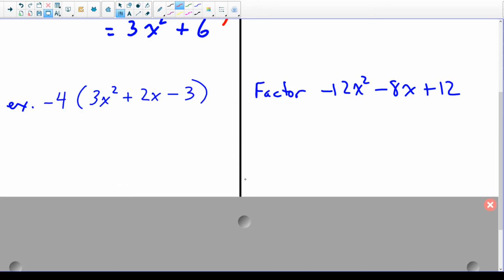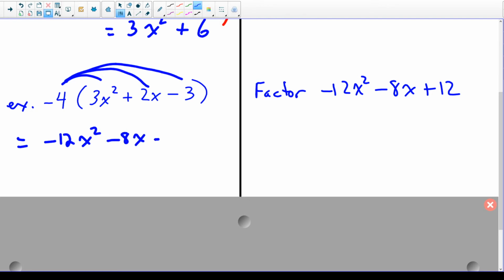Okay. So here's my expand, and here's my factor. So when I expand this, I'm going to do it the faster way this time. We get negative 4 times 3, which is negative 12x squared. And then negative 4 times 2x, negative 8x. And then negative 4 times negative 3 is positive 12, which is exactly the expression we have on this side.